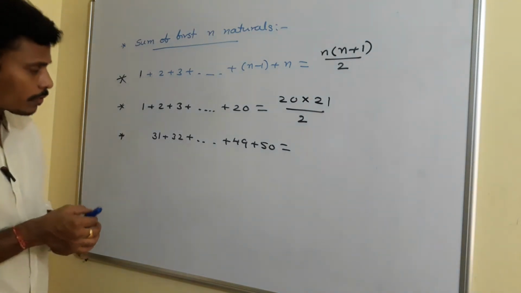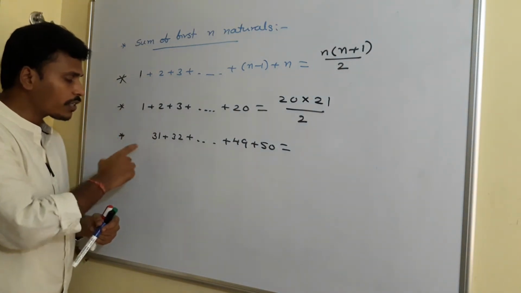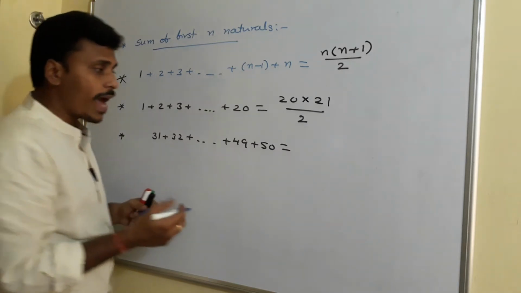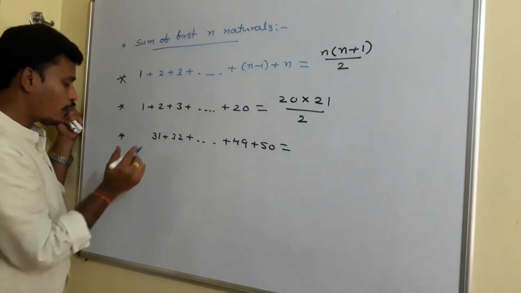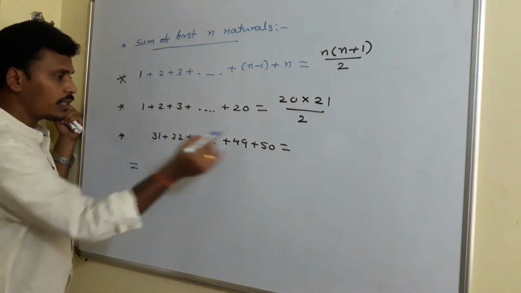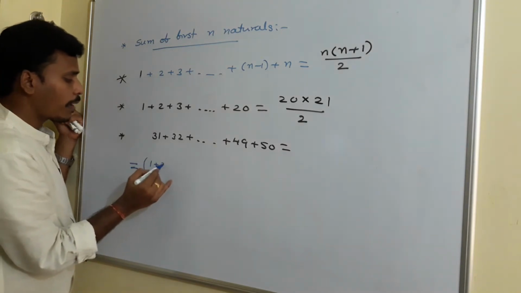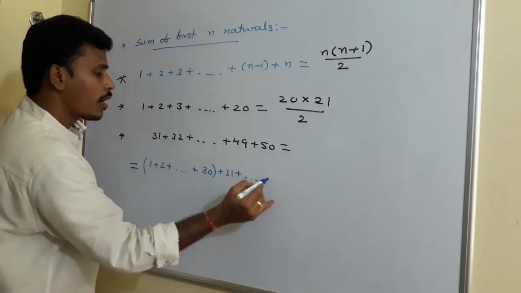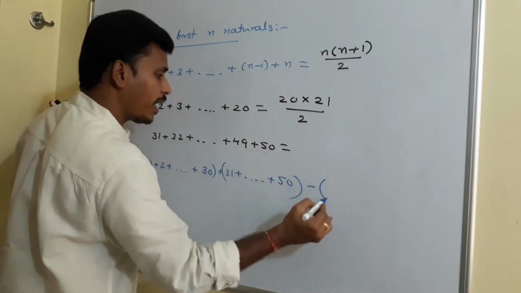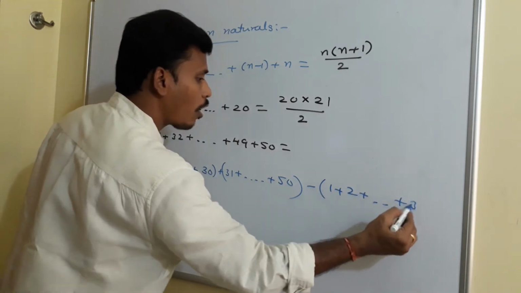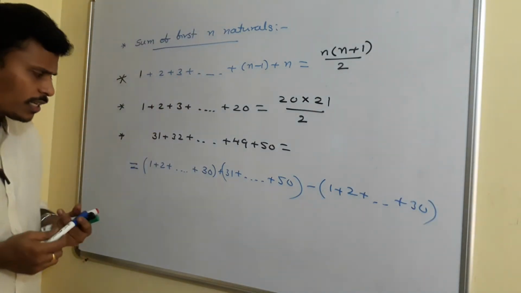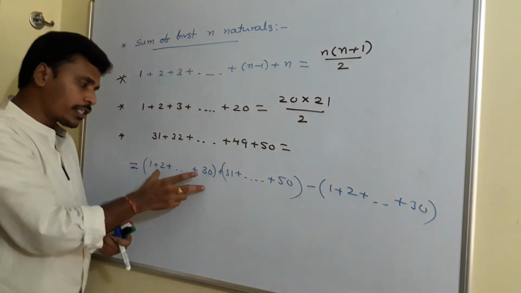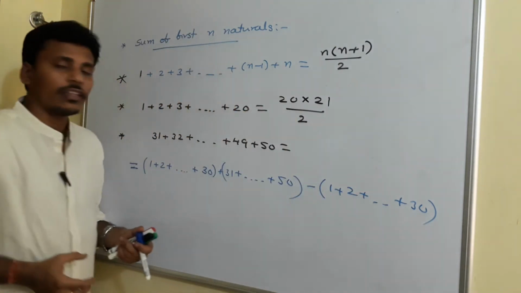So in such a case, what do you need to do? If the sum starts at 1, then we have a formula, but it is starting at 31. So to balance that, you just add the terms before it, starting from 1. I am rewriting this summation like 1 plus 2 plus and so on plus 30 plus 31 plus and so on plus 50 minus 1 plus 2 plus and so on plus 30. Have a look, I am going to apply a magical thing right here. I am adding the first 30 naturals and again subtracting the first 30 naturals.